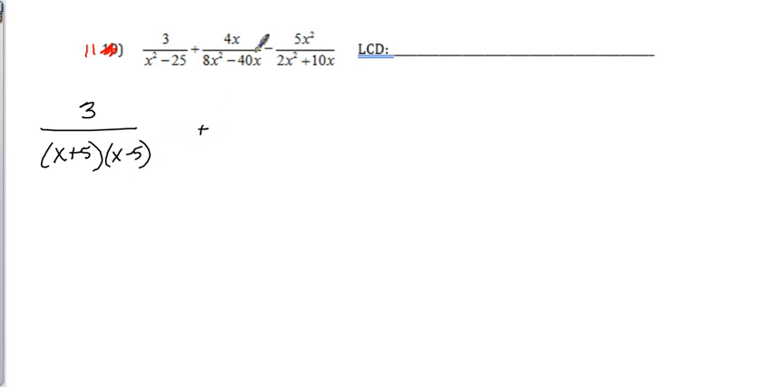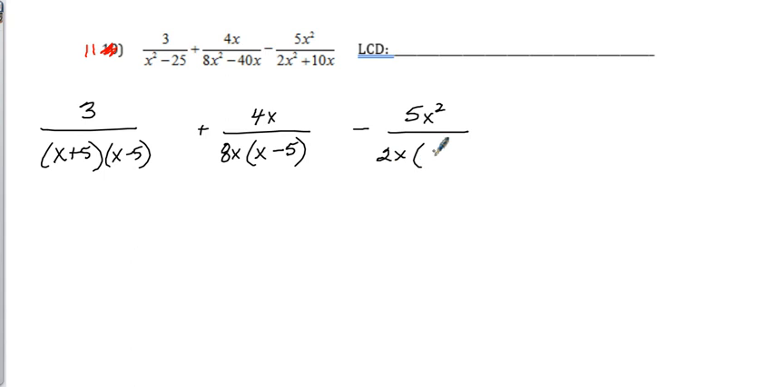Second one, looks like I've got a GCF here. So let's take a look at what that is. My GCF appears to be an 8x, I believe. So let's pull that 8x and leave an x minus 5 behind. And then the top can't have anything done to it. The bottom appears to have a 2x, and I will leave behind an x plus 5.